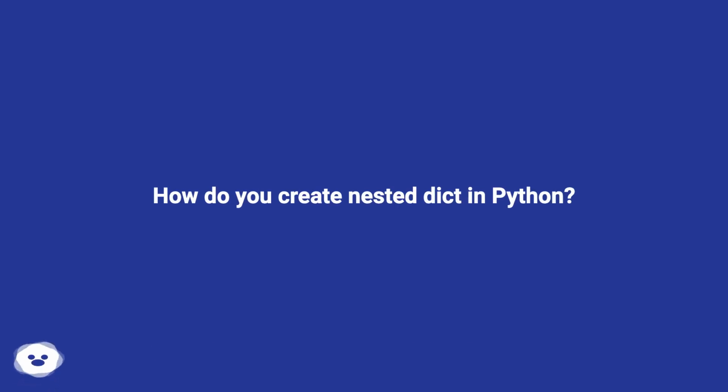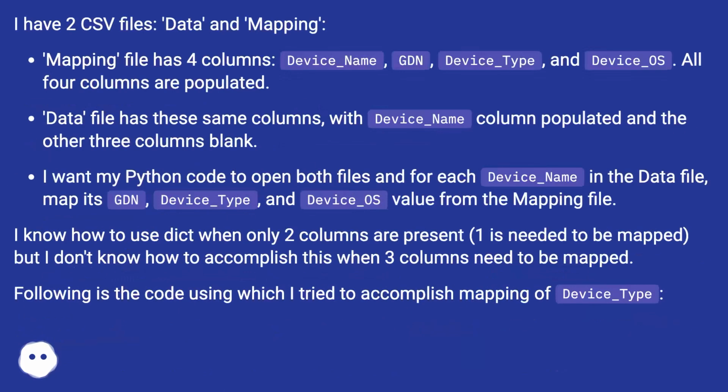How do you create a nested dict in Python? I have two CSV files, data and mapping. The mapping file has 4 columns: device_name, garden, device_type, and device_OS. All 4 columns are populated. The data file has these same columns, with the device_name column populated and the other 3 columns blank.